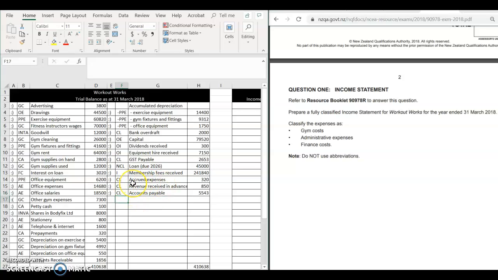So that's the first part. The next part we're going to go to is the income statement. I'll fix this part up here before you get to it, but just stop there, check you got it right, and then we'll get on to the income statement.